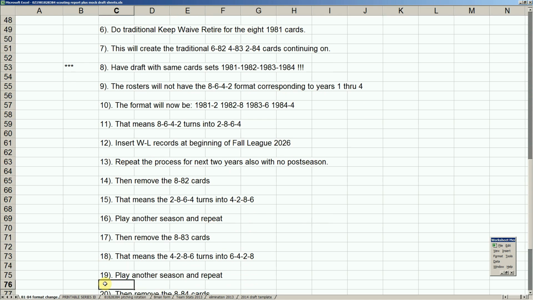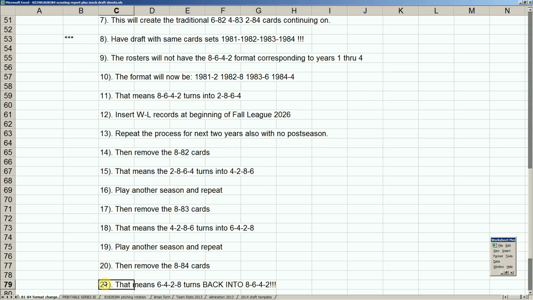You play another season, removing the 84 cards. And then lo and behold, once you do that, check it out. That means once you get to that last installment of 6-4-2-8, pulling the 8 guys out, it puts you back into 8-6-4-2. In theory, it might, practically, it's like getting struck by lightning, I would guess. It could actually be the same rosters that we're going to play with right now in our fall league. They could be. I'm not saying it will be.